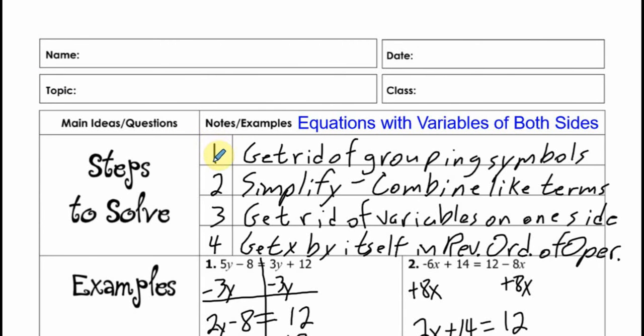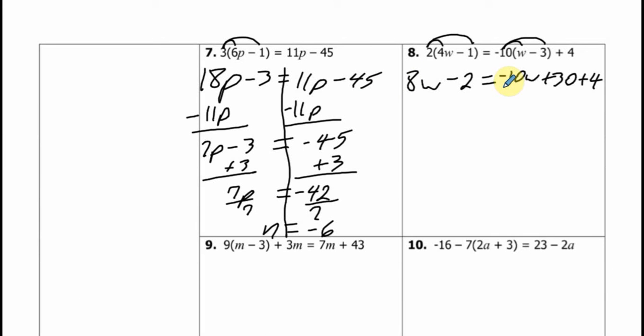So we did step 1. We got rid of the grouping symbols. Step 2, simplify by combining like terms. So again, if you like to, draw your vertical line. It's easier to distinguish left side from right side. On the left side, there are no like terms. On the right side, however, I've got 30 and 4. I'm going to combine those two.